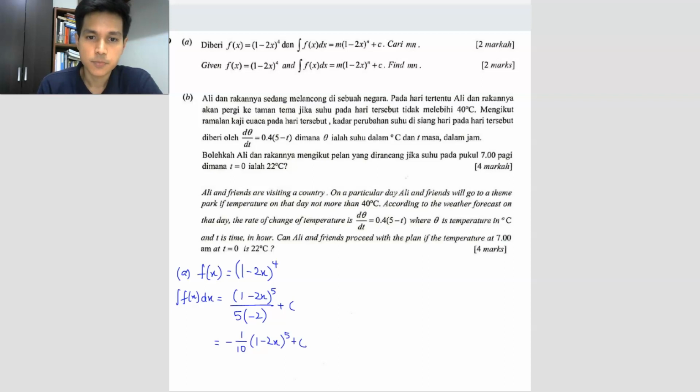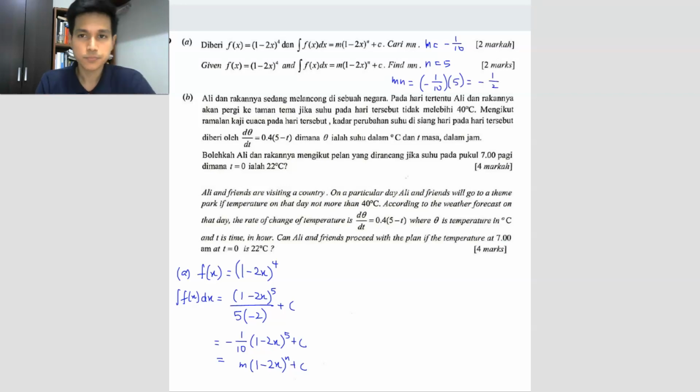So from here you can compare with what they gave you: m(1 minus 2x) to the power n plus c. So you know that the m value is negative 1 over 10, and the n value is 5. So when you want to find mn, just multiply negative 1 over 10 times 5. So you get negative 1 over 2. Okay, so this is your answer.